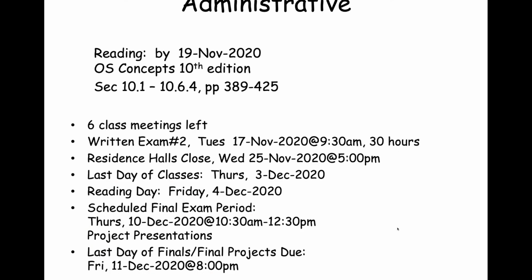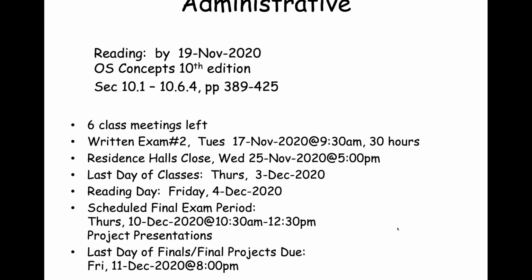The reading, please make sure you're keeping up with the reading. That's pages 389 through 425 in the main text, sections 10.1 through 10.6.4. Including today, there are 6 class meetings left. Written exam number 2 will be out Tuesday in our class period on the 17th of November at 9:30 in the morning. You will have 30 hours in which to complete it and hand it in electronically via the course Blackboard.